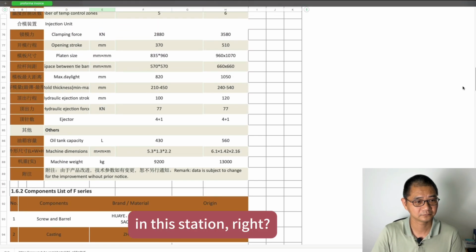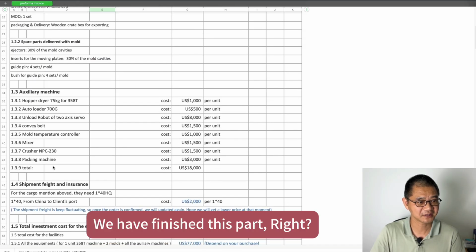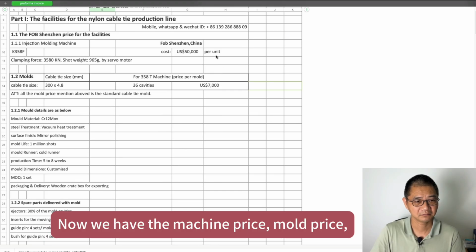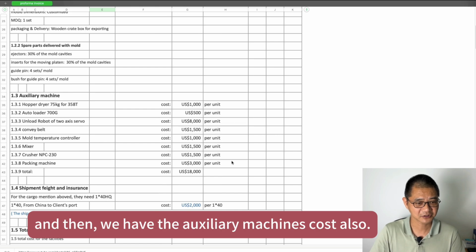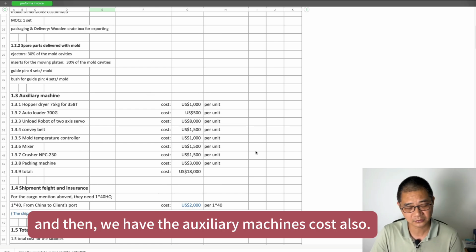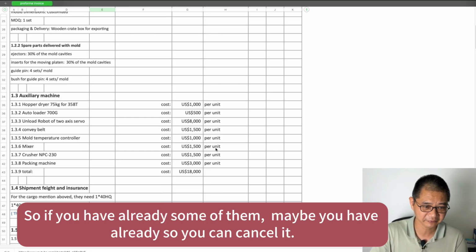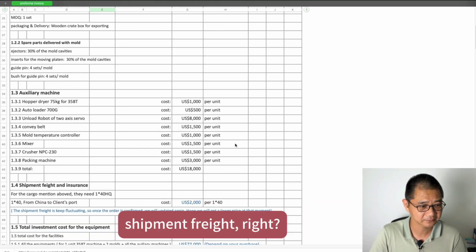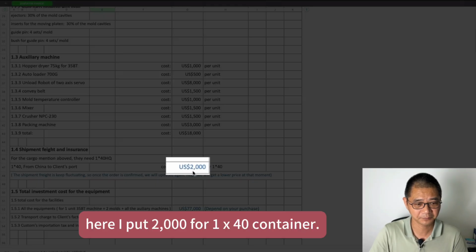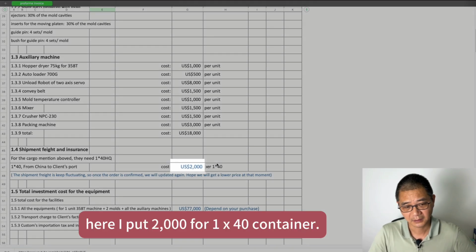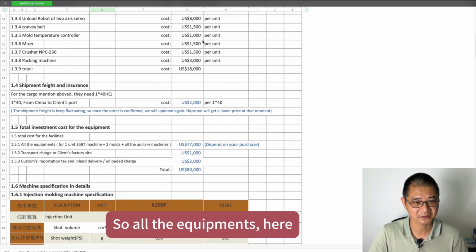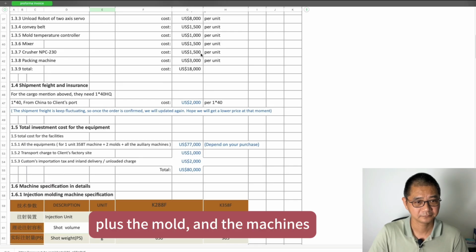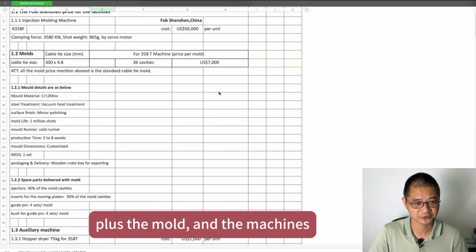Now we have finished this part, right? Now we have the machine price, mold price, and then we have the auxiliary machine costs also. So if you already have some of them, you can cancel them. Ocean freight, right? Here I put 2,000 for one 40-foot container. So all the equipment here, plus the mold and the machines.